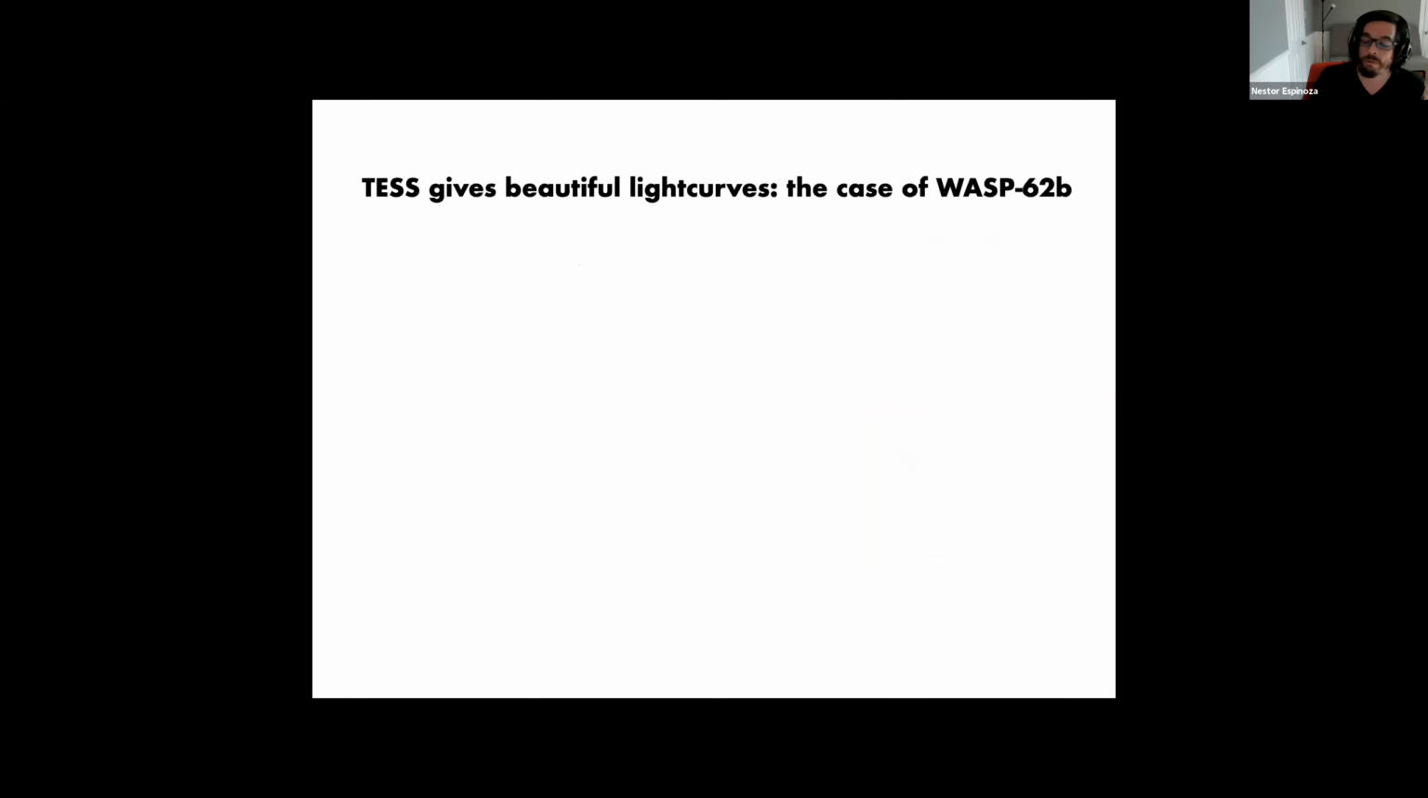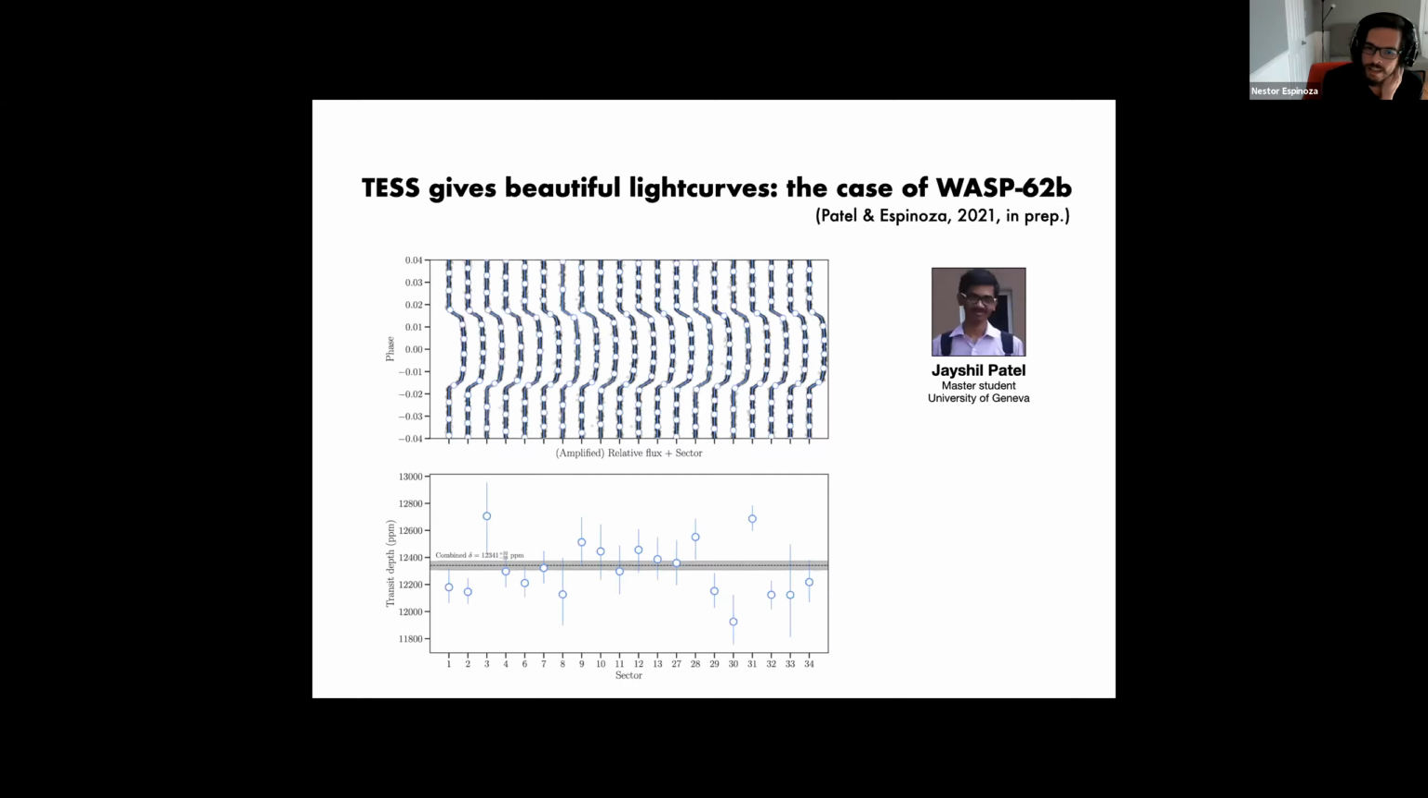So what I wanted to show here as a showcase is the kind of precision that TESS is getting. One of the beautiful cases is WASP-62b. This is a light curve that Jaishil Patel prepared in one of the papers that we're about to publish, not related to the limb asymmetries problem. It's just a general study of all the known transiting exoplanets. But for WASP-62, you can see how beautiful the light curve is.